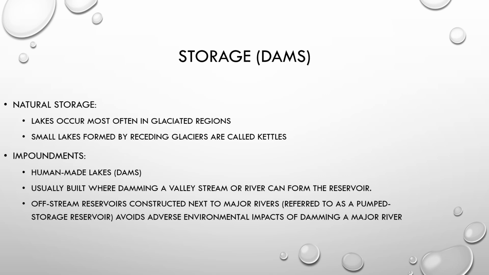You might see that on a quiz. Impoundments would be man-made lakes. They're usually built somewhere where damming a valley or stream or river can form a reservoir. So if you've noticed, at the end of most rivers or streams, you're going to find a lake. And then at the other end of that, you're going to find that dam.